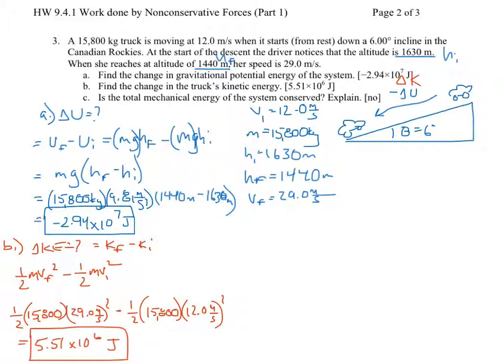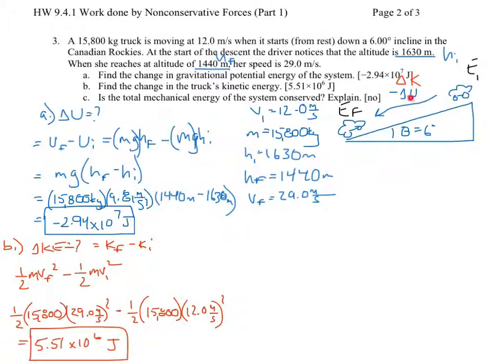Good. So, question. Is the total mechanical energy of the system conserved? Is it conserved? And explain either way. Well, what we want to ask ourselves is the amount of potential energy lost going down the hill, is that equal to the amount of kinetic energy gained? Because if it was conserved, then that would mean that all the energy initial would equal energy final down here at the bottom.